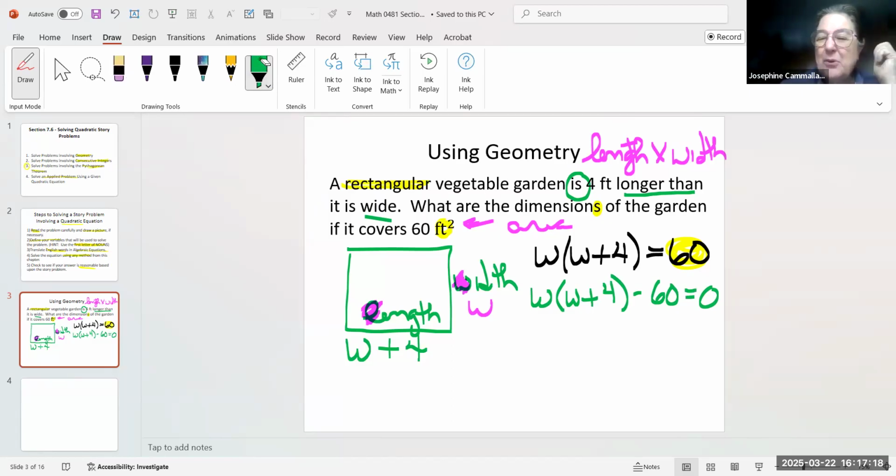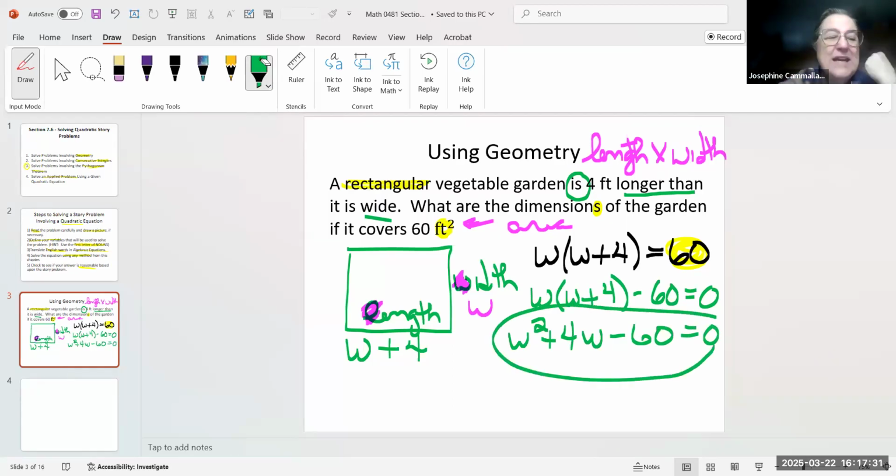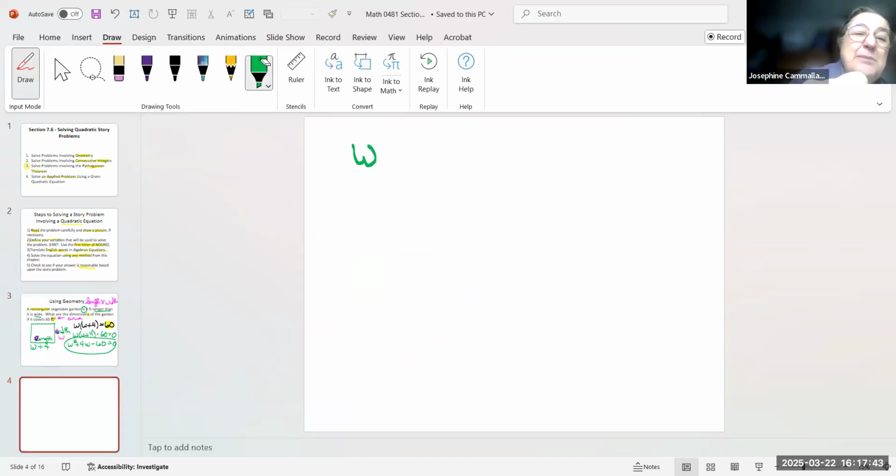Equals 0. Okay, now this time I'm going to distribute, right? W squared plus 4W minus 60 is equal to 0. This is my equation that we've been doing in 7.5. Now let's go over to the next slide. This says W squared plus 4W minus 60 is equal to 0.